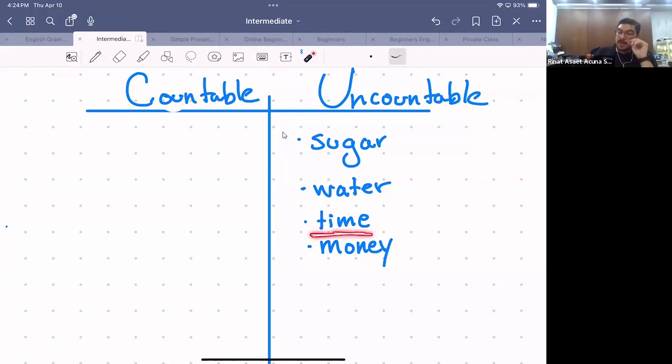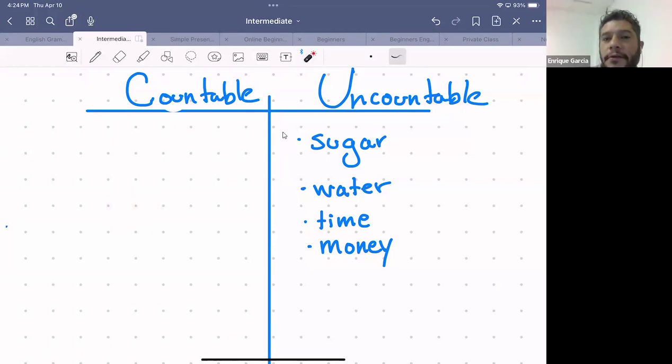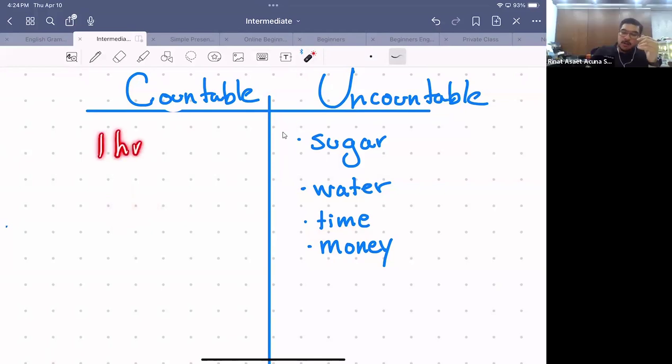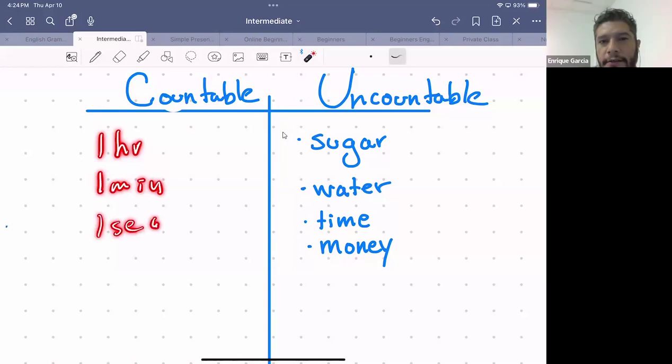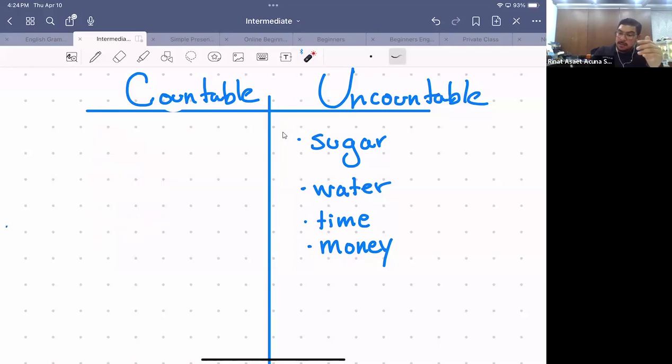So time is the same concept. For example, if we say 1 hour, 1 minute, 1 second, these are countable nouns. You can say 5 minutes, 7 hours. But with time you cannot say one time, two time, three. Time is a general concept, so it is uncountable.